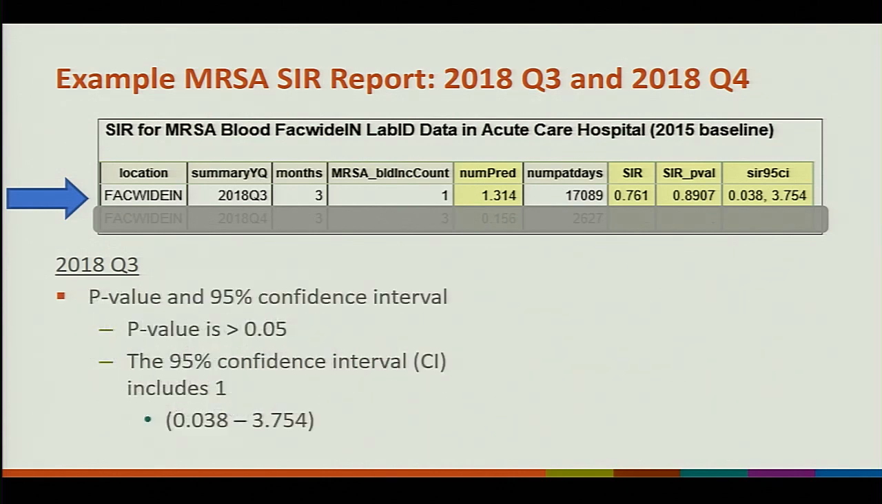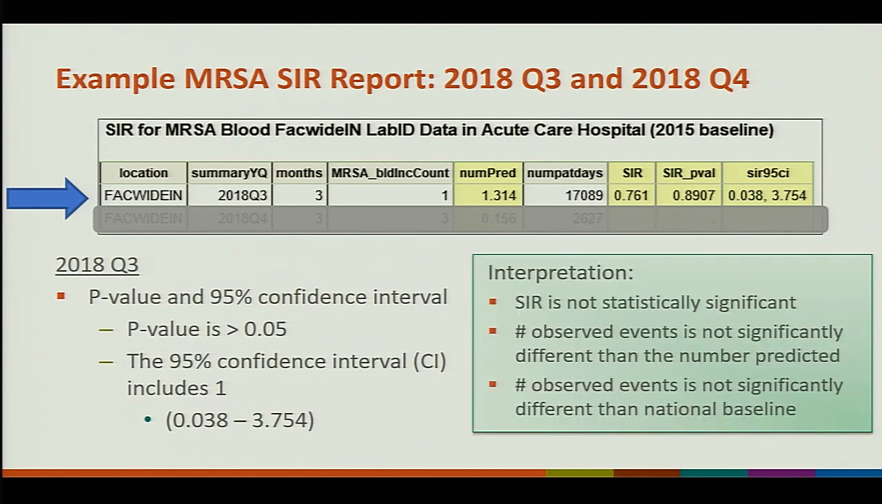Okay. Continuing on the far right-hand side of the table, we find the p-value and the 95% confidence interval. So in this example, the p-value is 0.89, and that is greater than 0.05. And we also see that the 95% confidence interval includes the value of 1. So what does this mean? We can say our SIR is not statistically significant. In other words, the number of observed events is not significantly different than the number predicted.